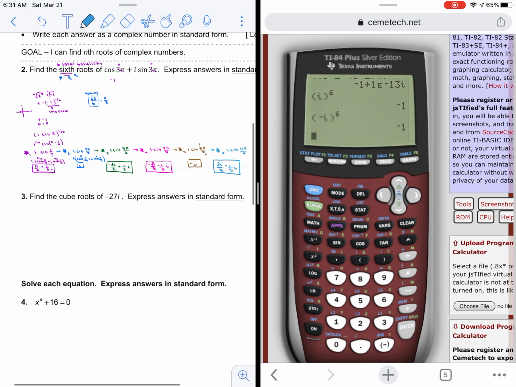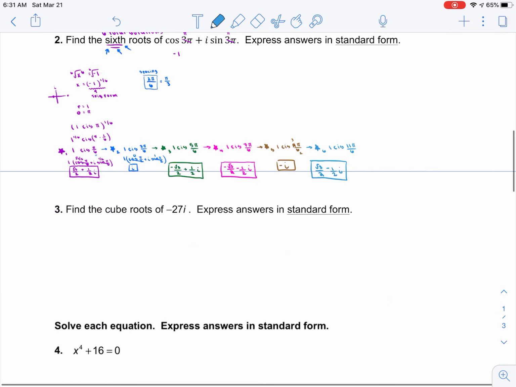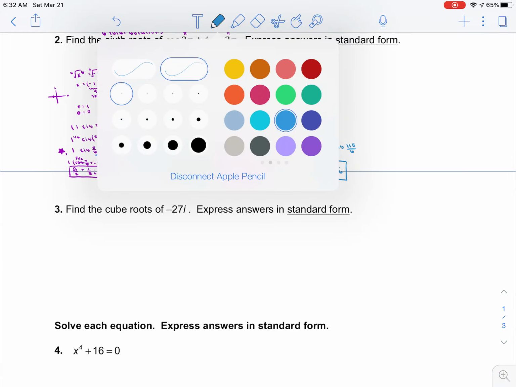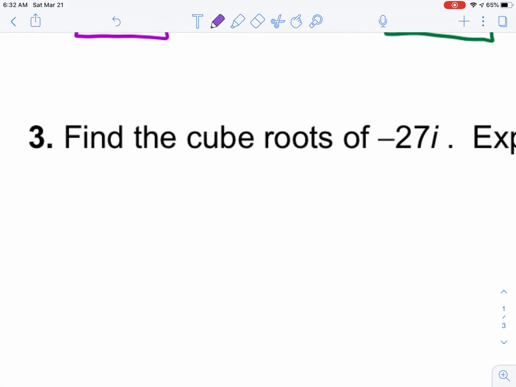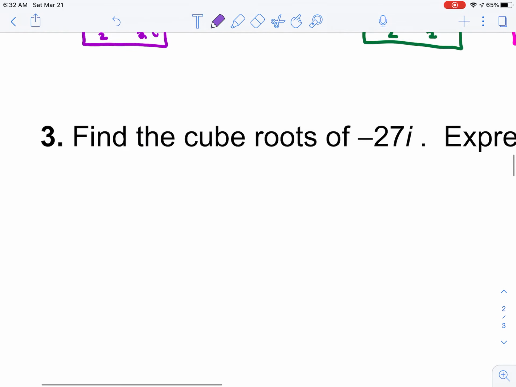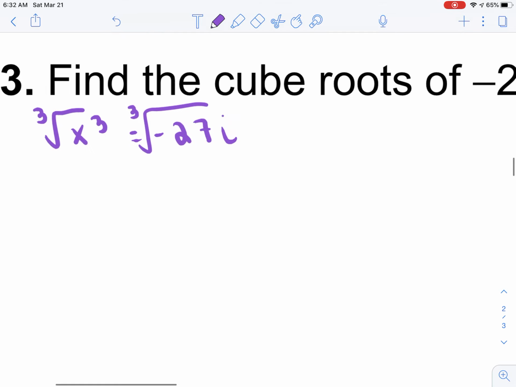Okay, so looking at the next one, you guys are going to see that the next problem asks you to find the cube roots of negative 27i. So to start off, I'm going to think about this either as x cubed equals negative 27i, or just go straight into it. But if it was like this, and you're finding the cube root of both sides, this is equivalent to thinking of negative 27i to the 1/3 power.